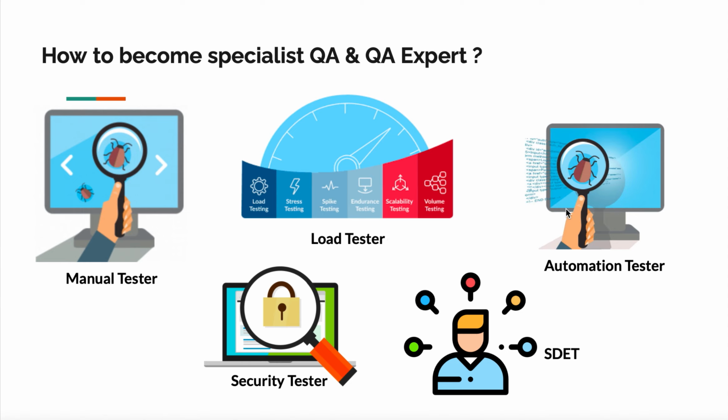Then you can become an automation tester by exploring different types of automation like UI automation, API automation, and mobile automation. So you need to learn, and you have to become a master in that particular skill set to become a specialist in that particular domain.